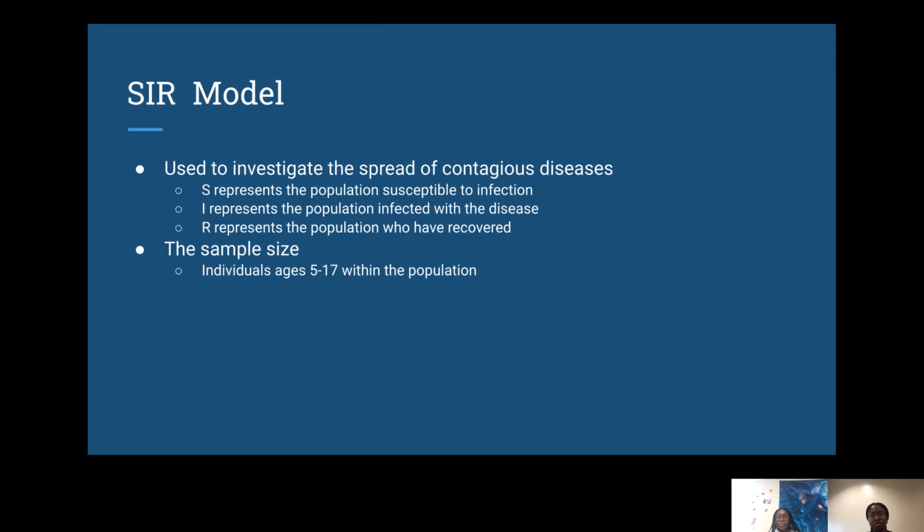So the SIR model is a common model used to investigate contagious diseases such as COVID-19 and the influenza. S represents the population susceptible to infection. I represents the population currently infected with the disease at any time. R represents the population who have recovered. The sample size in this model was individuals aged 5 to 17 within the population.